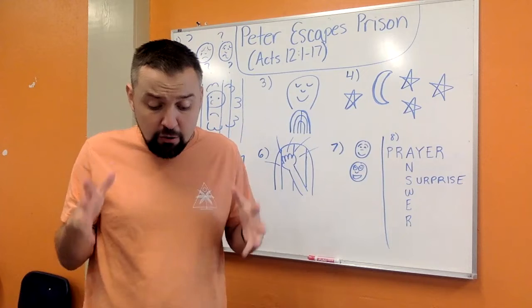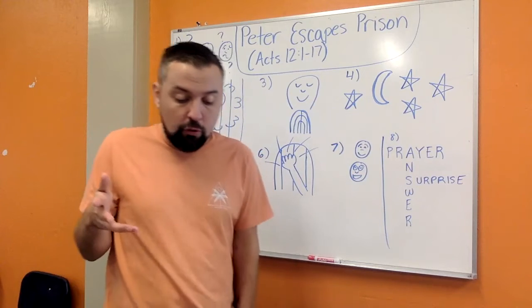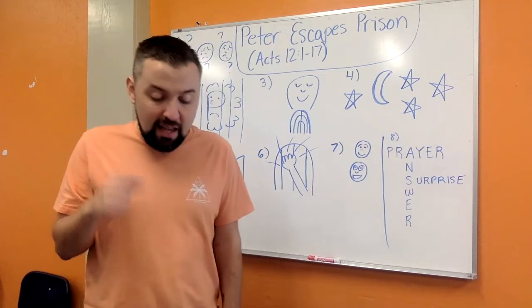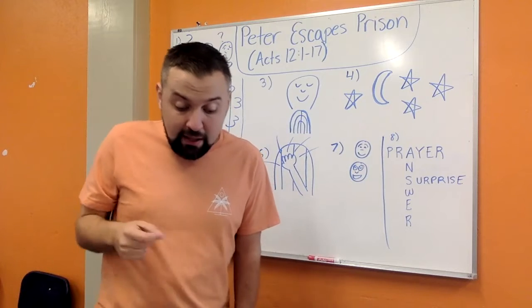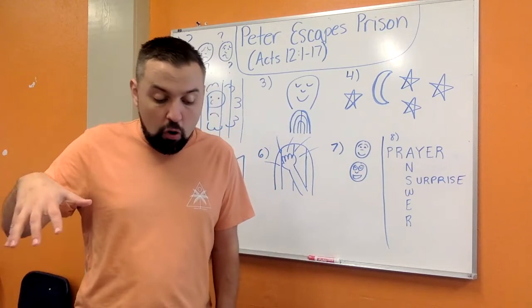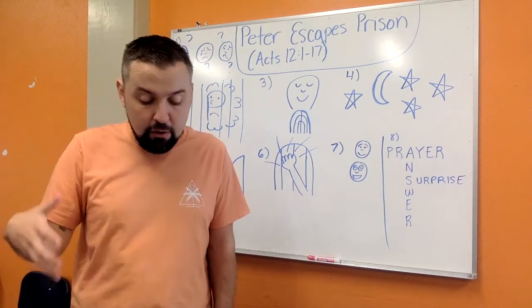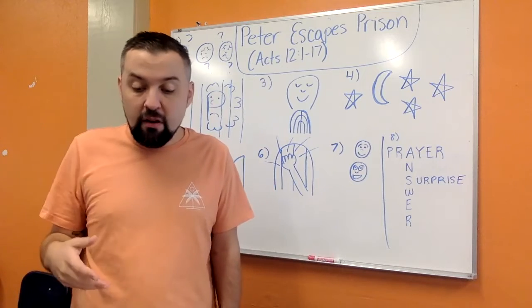So here's what's going on. The night before Herod was going to have Peter killed, God sent an angel to Peter's prison cell. And the angel said, "Quick, get up." And the chains around Peter's arms just fell off. And then Peter and the angel walked right past the guards.